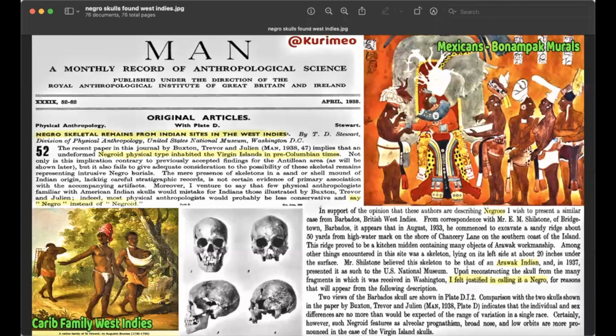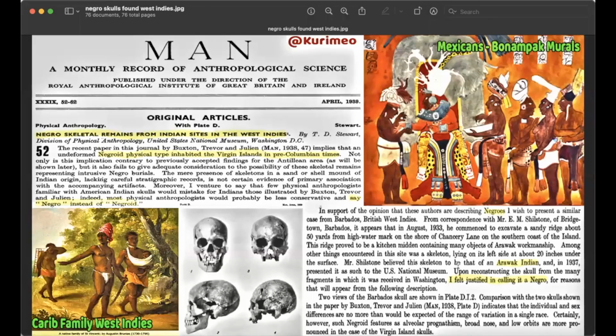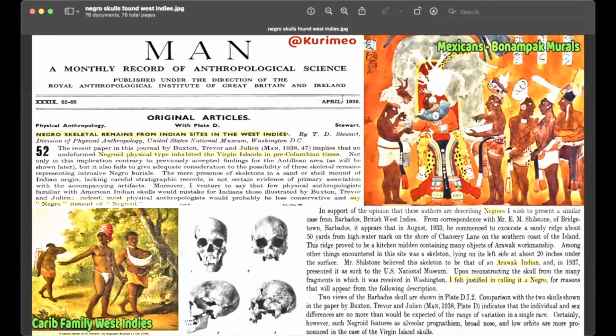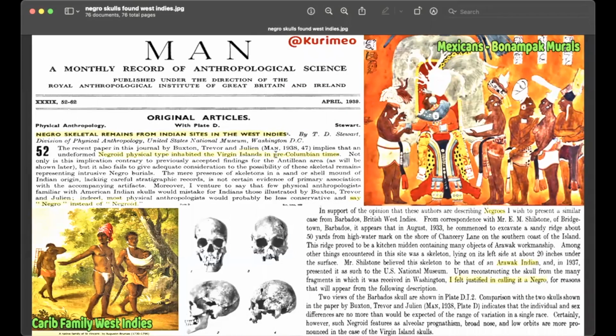Man, a monthly record of anthropological science published under the direction of the Royal Anthropological Institute of Great Britain and Ireland. This is from April 1939. Physical anthropology says here, Negro skeletal remains from Indian sites in the West Indies. The recent paper in the journal by Buxton, Trevor, and Julian implies that an undeformed Negroid physical type inhabited the Virgin Islands in pre-Columbian times.